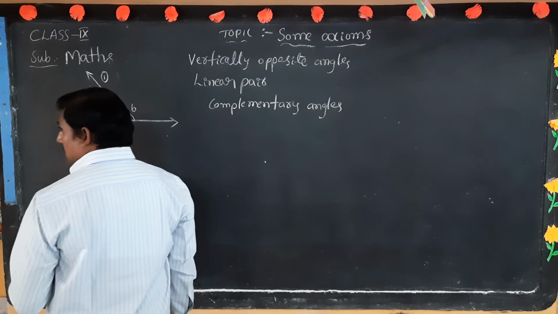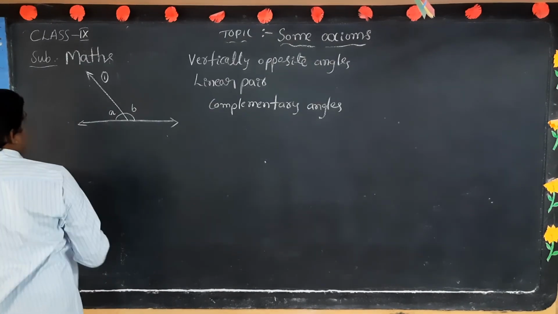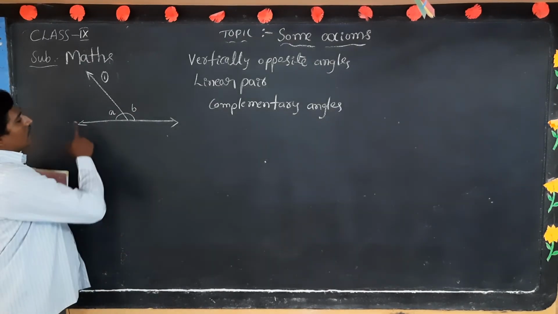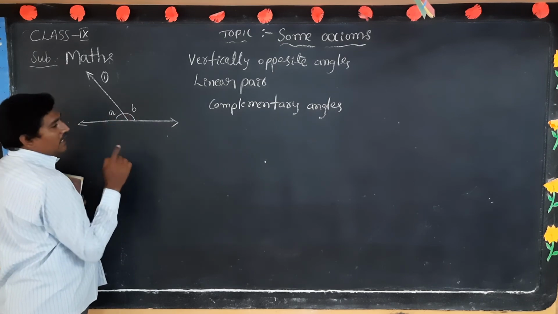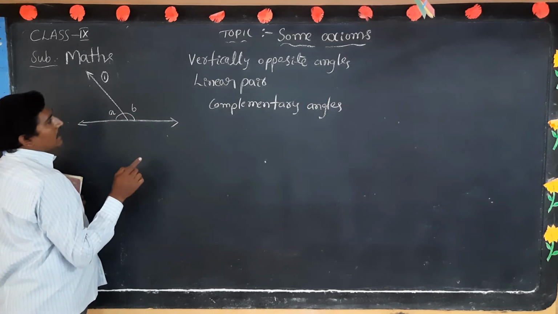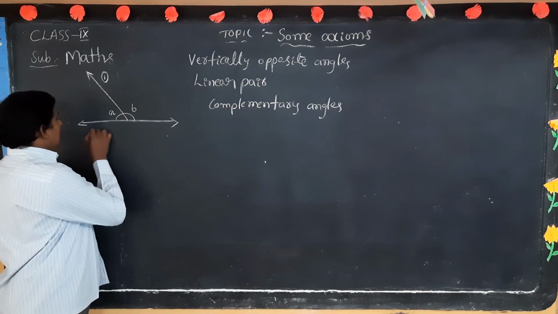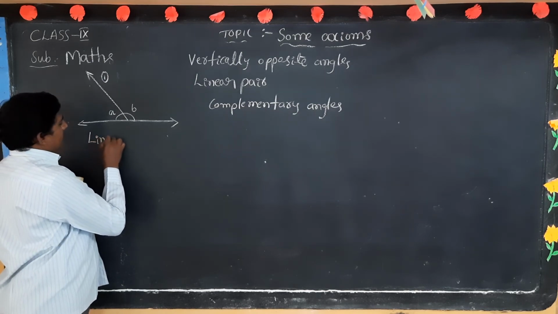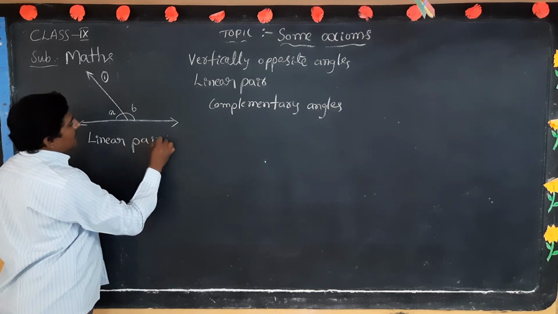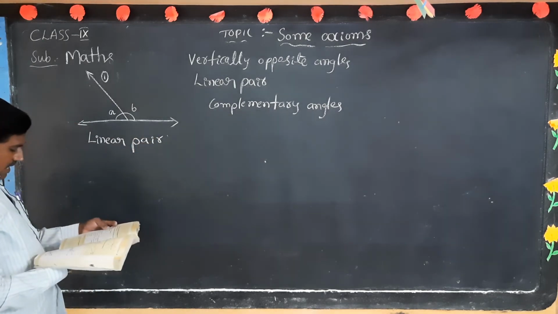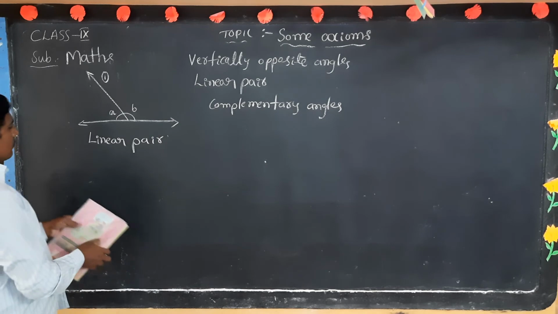Here see the first diagram. This is called a total straight angle. These two angles adding means 180 degrees. So this is called a linear pair of angles. Linear pair. And the second diagram they have given here.